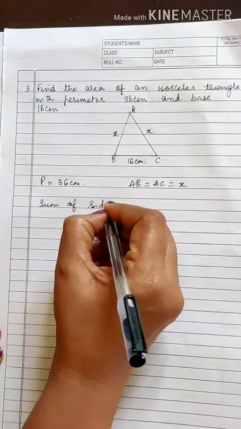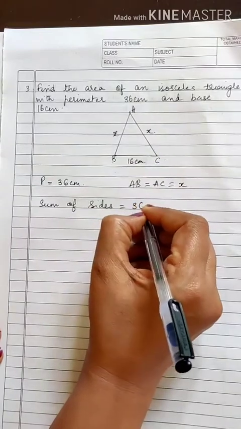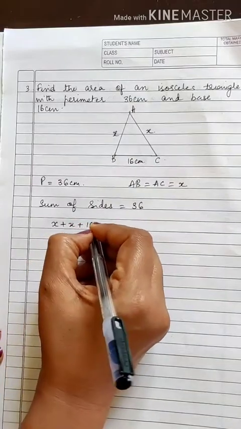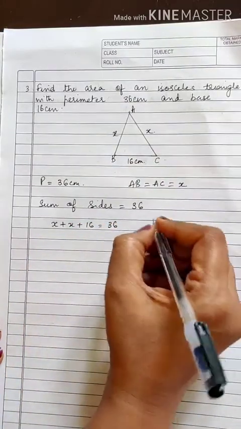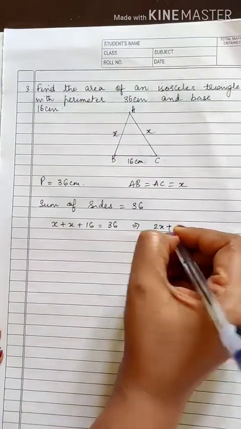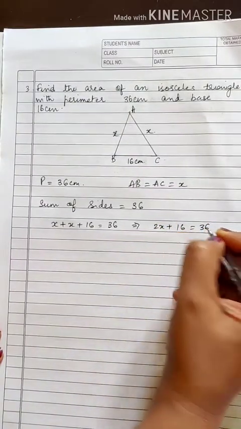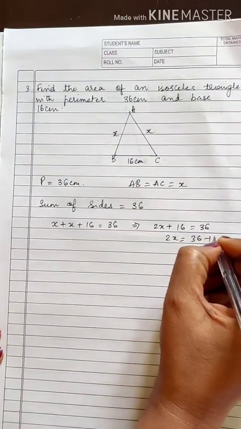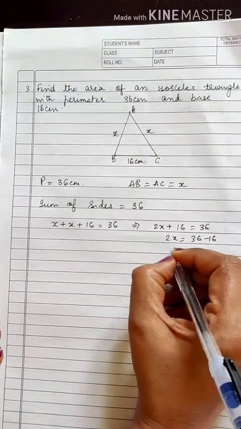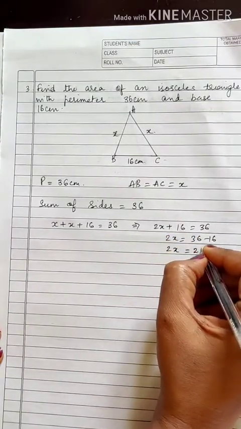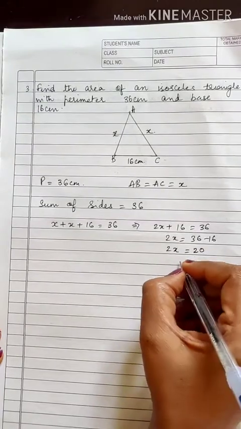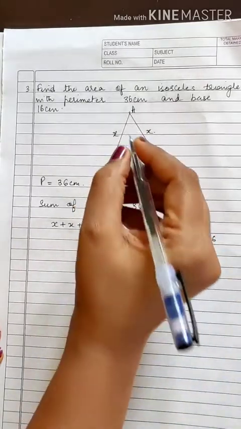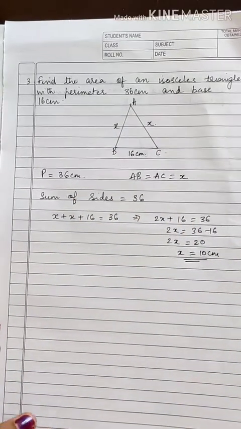So the sum of the sides is the perimeter, which is given as 36. So this will become x plus x plus 16 is equal to 36, which will give you 2x plus 16 is equal to 36, or 2x is equal to 36 minus 16, transposing 16. So you get 2x is equal to 20, or x is equal to 10 centimeter. So here you get the equal side as 10 centimeter.